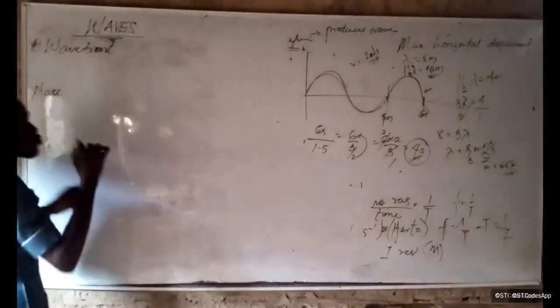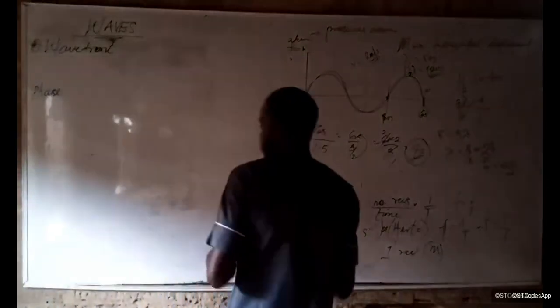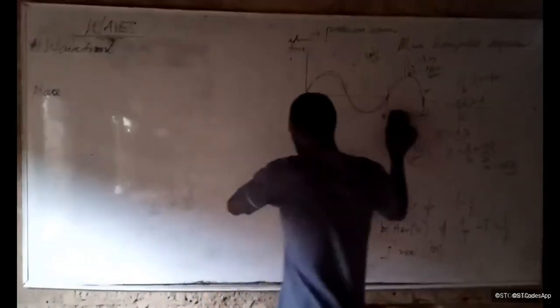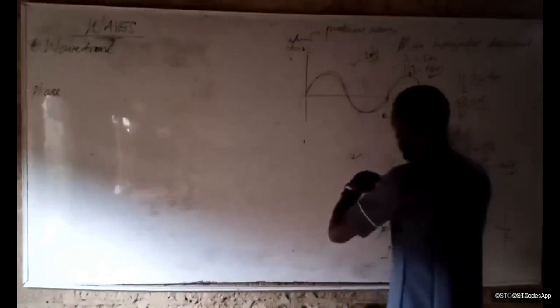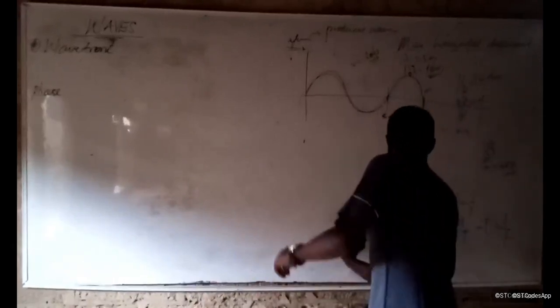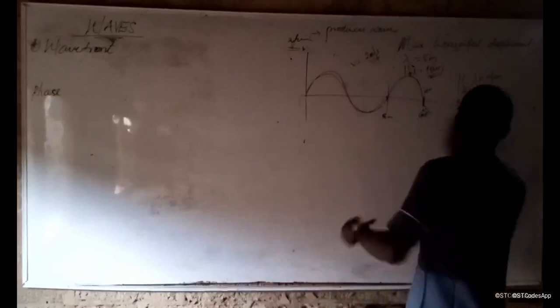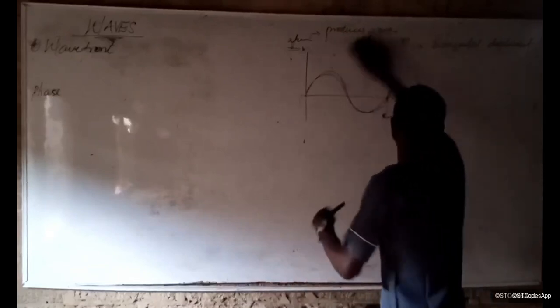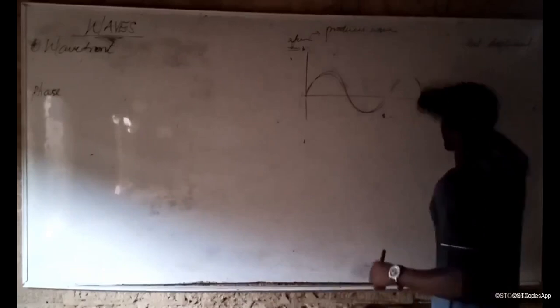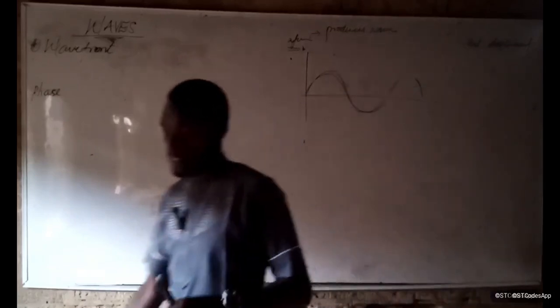A phase, if I say 2 points on a particular wave are in phase, it means they have the same displacement away from the starting point. The same displacement away from the starting point. That is when we say they are in phase. They are in phase if they have the same displacement away from the starting point. So, for example, this point and this point are in phase.